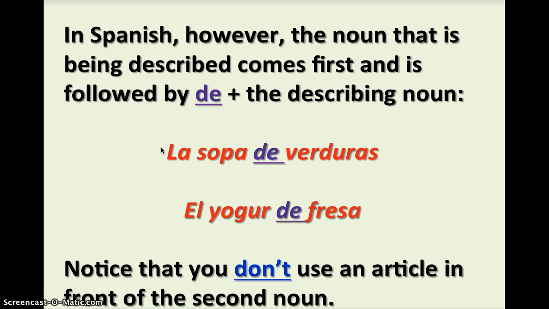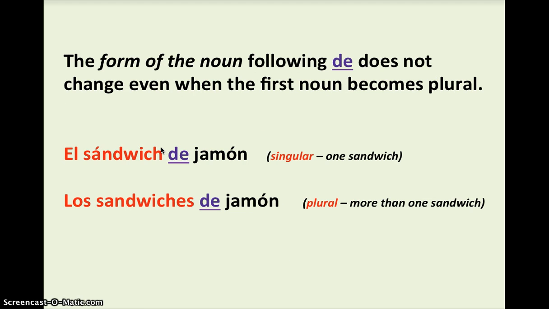In Spanish, however, the noun that is being described comes first and is followed by de and then the describing noun. La sopa de verduras, vegetable soup. El yogur de fresa, strawberry yogurt. You don't need to use an article in front of the second noun in Spanish. Remember, articles are el and la, that mean the.